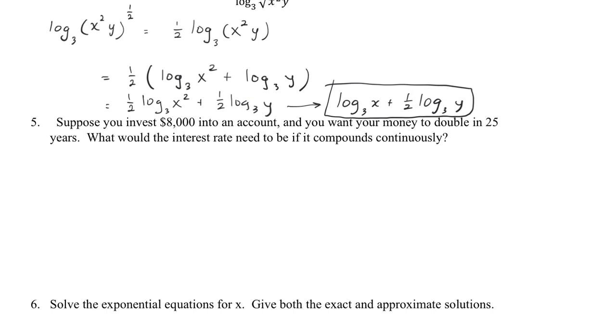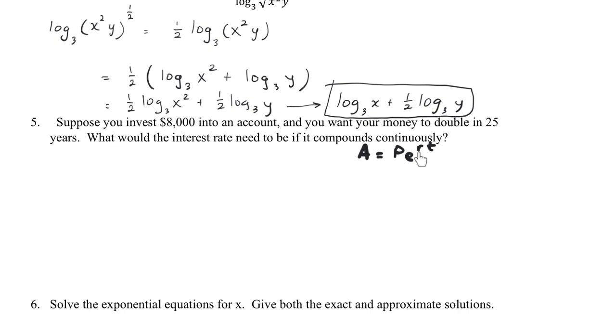Okay, question number 5. We are going to invest $8,000. We want it to double. What would the interest rate need to be if it compounds continuously? So this is an important phrase right here, compound continuously. That means we're going to use that finance formula, where this is the future amount, this is the principal investment, interest rate is R, time is T.